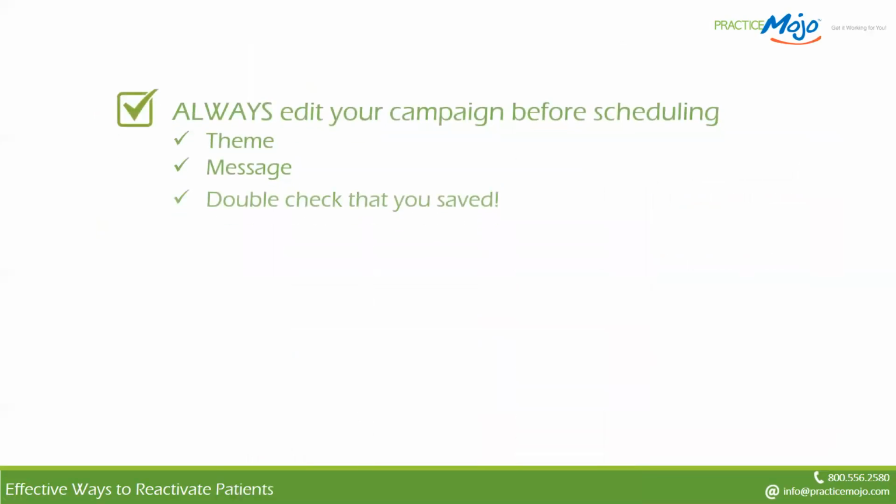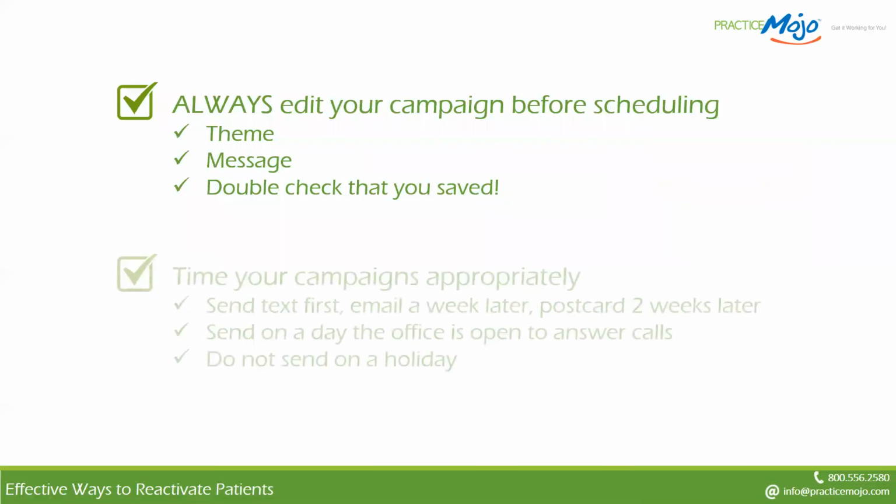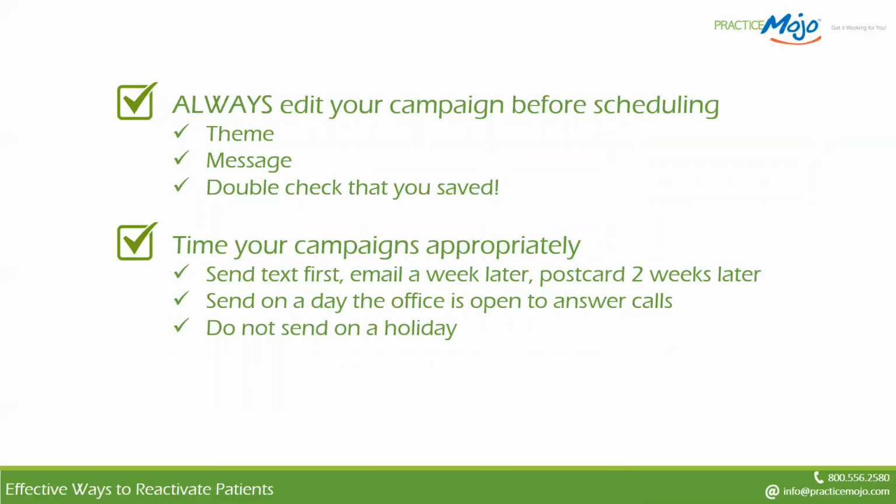I want to go over just some of the important details when scheduling a campaign. You always want to edit your campaign before you schedule it. So when you're in that edit feature, you want to choose your image, choose your message, and double check that you've saved those features or those changes before you schedule the campaign. If you try to schedule the campaign and then go change the theme, it's going to unschedule it if you don't save it. This, Alice, I think is going to answer your question.